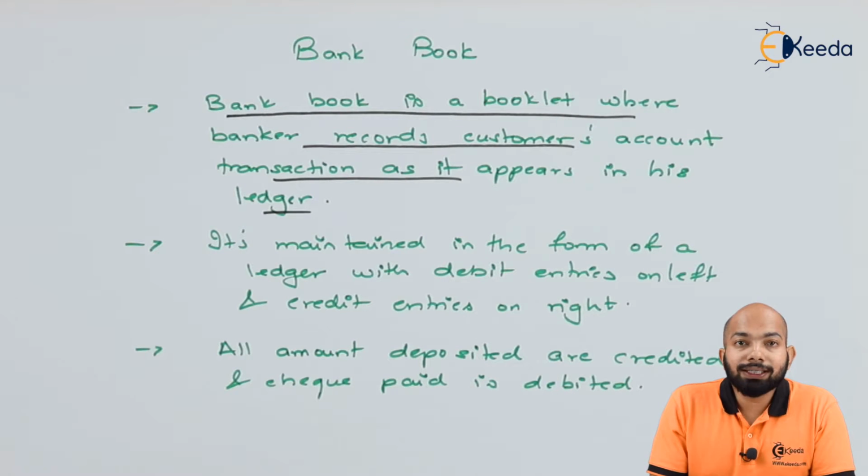Now, a bank book is a specific booklet whereby a banker records all of its customers' account transactions as they appear in the ledger. Whatever appears in the ledger, according to that you have to prepare a specific bank book. That is done by a banker and it appears similar to the ledger. Whatever customer transactions he has as a banker, all these transactions will be recorded in their specific bank book. Let's figure out a few more details on this.